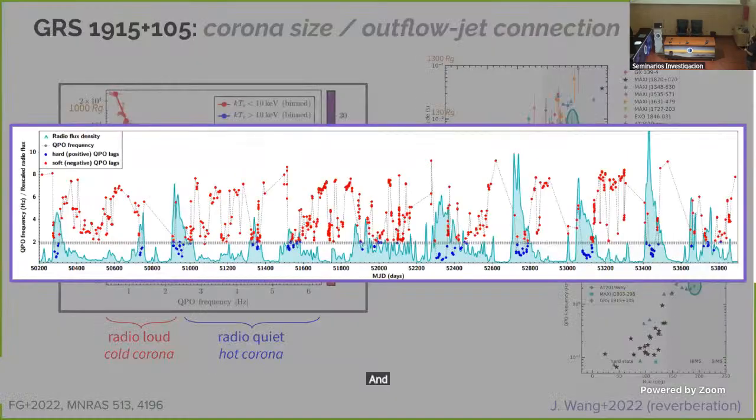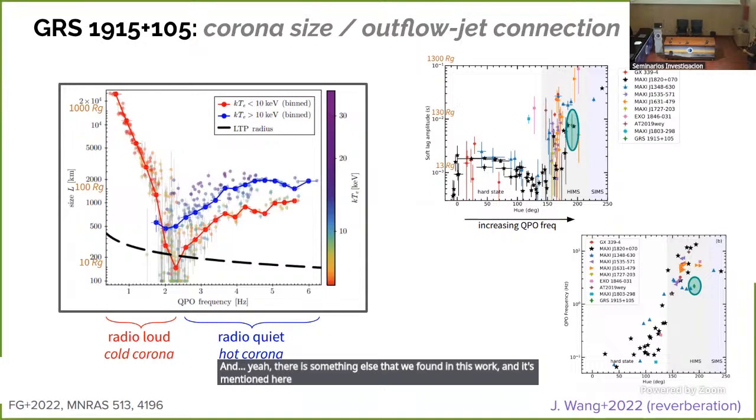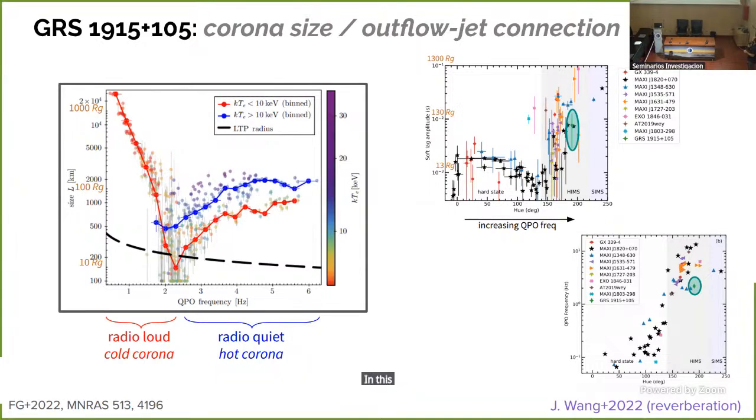And there is something else that we found in this work, which is mentioned here: when the QPO frequency is high, the radio emission tends to be quiet, while when the QPO was below 2 Hertz, the emission is always radio loud.